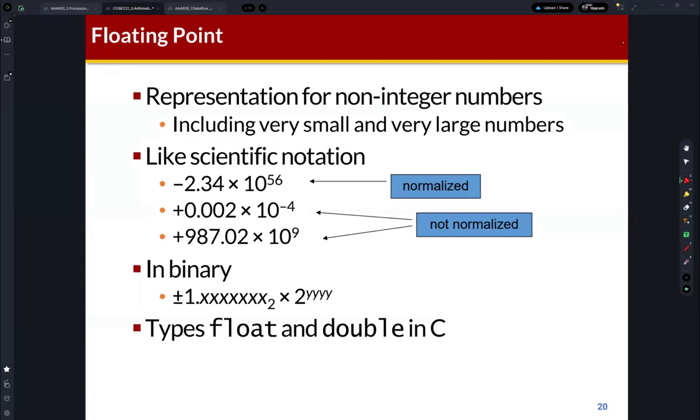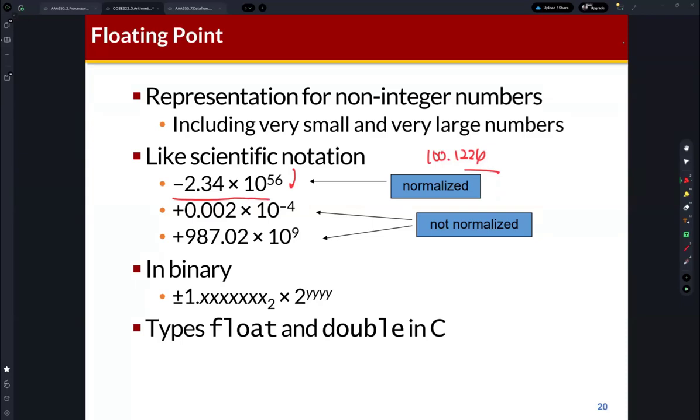Okay, so let's see the floating point number. A floating point number is a non-integer number, right? In the real world, we frequently use numbers like 100.1234. This is an example of a floating point number. We can also represent floating point numbers using the normalized form. So this is an example of normalized form.